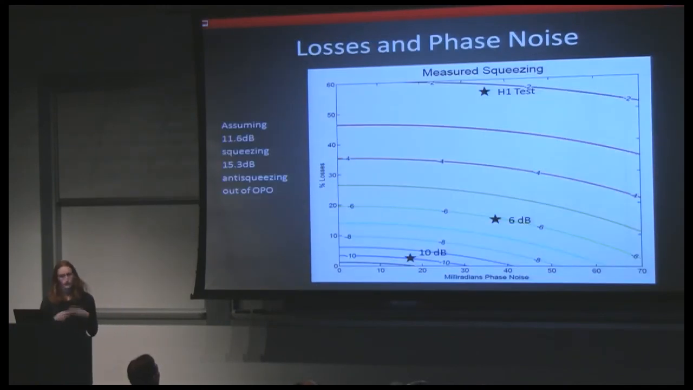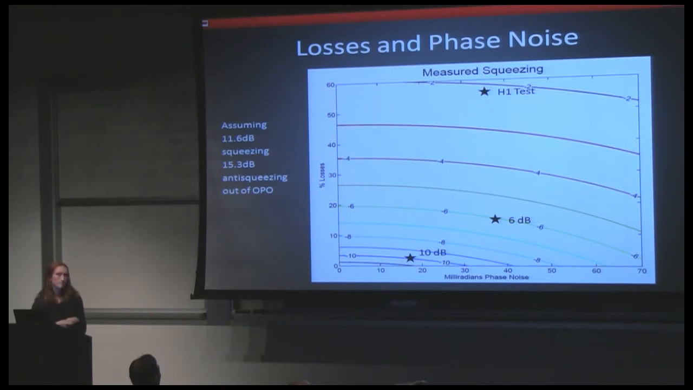So just to look towards the future, this is a plot showing the amount of squeezing that you can measure for certain phase noise and a certain percentage of losses. So for the H1 test, we were up there between 55 and 60% losses, and we had around 37 milliradians of phase noise at best. So that put us just over 2 dB of squeezing.